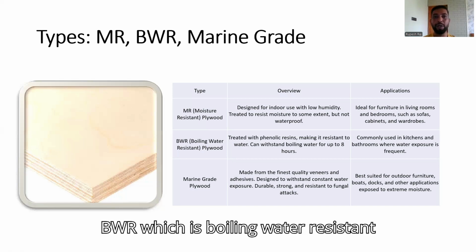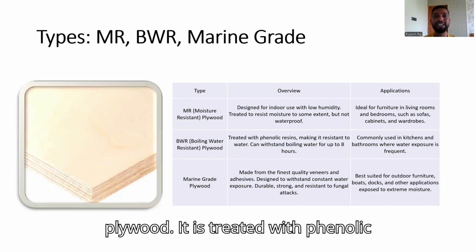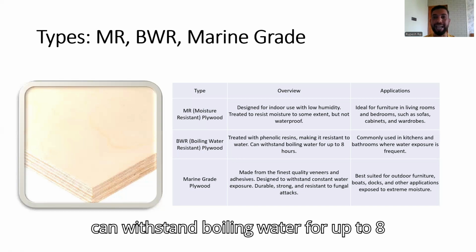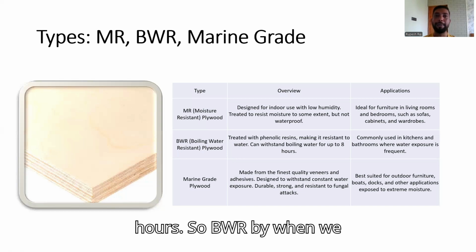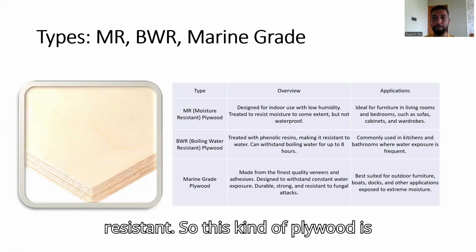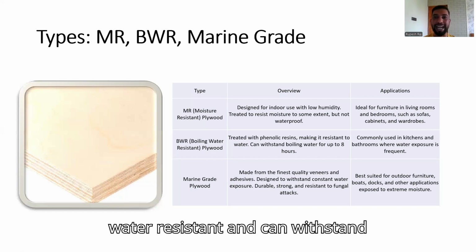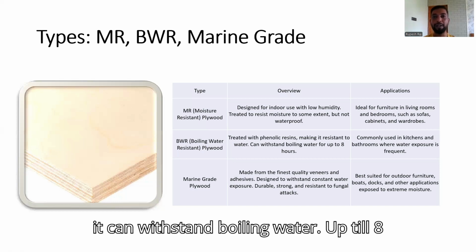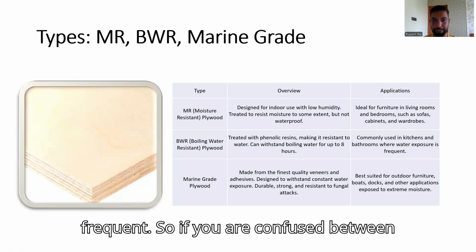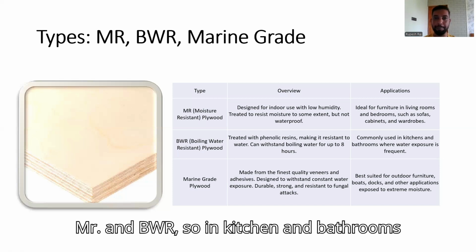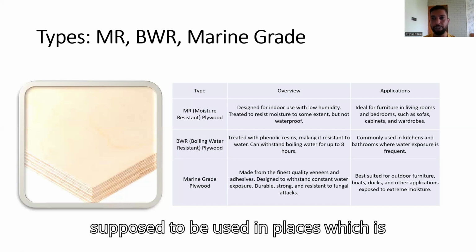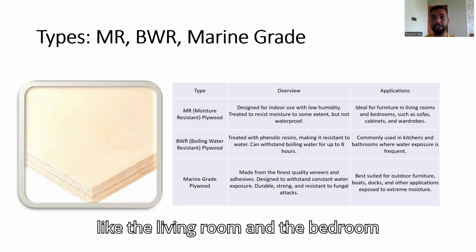So second is BWR, which is boiling water resistant plywood. It is treated with phenolic resins, making it resistant to water, and it can withstand boiling water for up to 8 hours. So BWR, when we extend it, means boiling water resistant. So this kind of plywood is water resistant and can withstand boiling water up to 8 hours. It is commonly used in kitchens and bathrooms where water exposure is frequent. So if you are confused between MR and BWR, in kitchens and bathrooms you are supposed to use BWR, and MR is supposed to be used in places like the living room and the bedroom where you can make furniture.